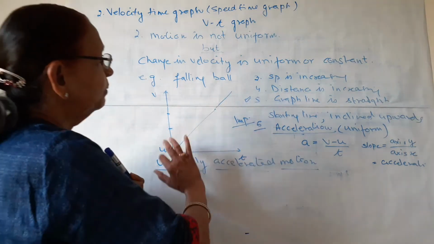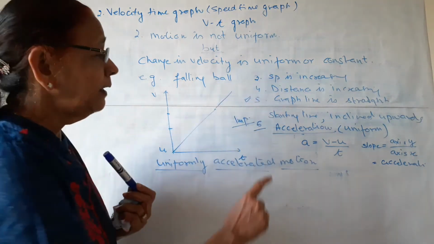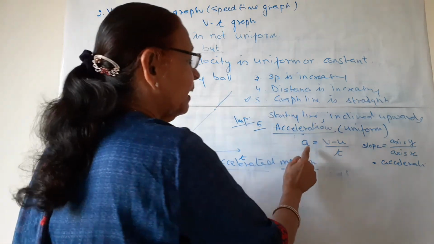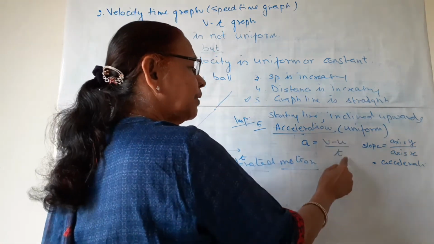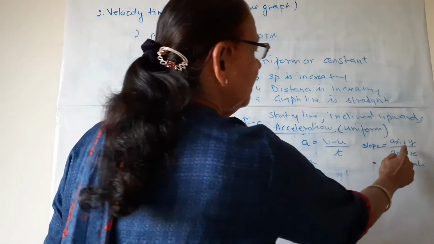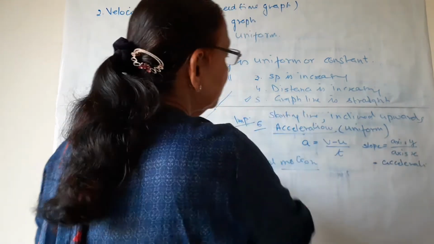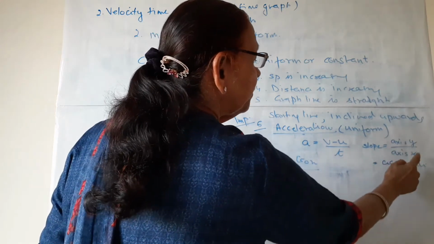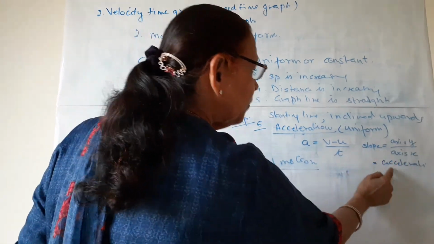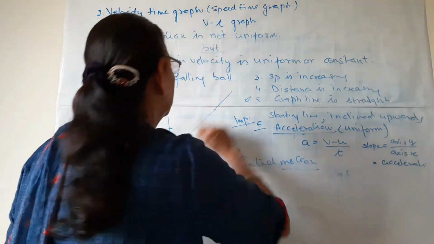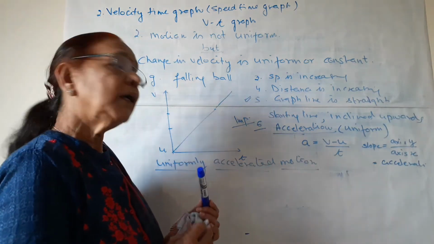This is how we can prove that this graph line shows acceleration. Acceleration is change in velocity upon t. Change in velocity is on this axis and time is on this axis. So y upon x is slope, and slope is equal to acceleration. This is the slope of the graph. So this is the second case.